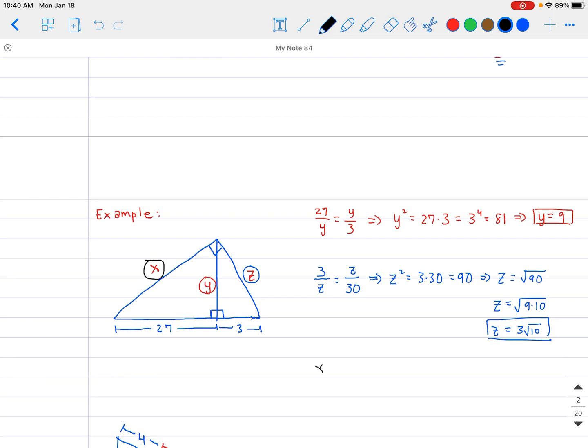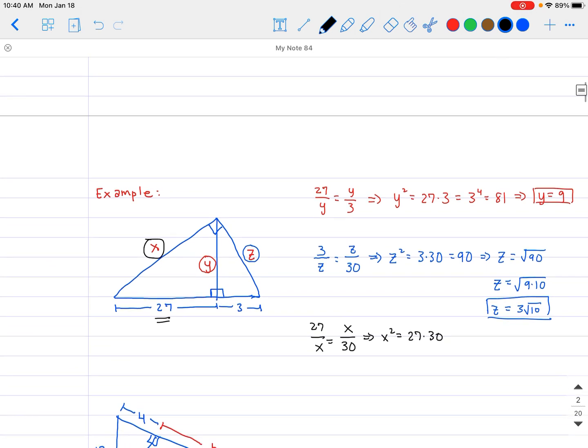So it looks like x is going to be the geometric mean to what? Well, the side that's next to it on the hypotenuse, which is 27, and then also the entire hypotenuse, which is going to be 30. So then that means that x squared is equal to 27 multiplied by 30.